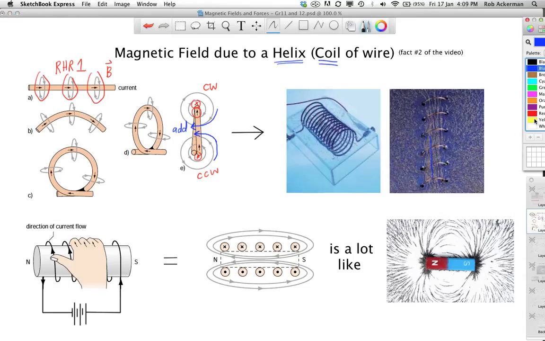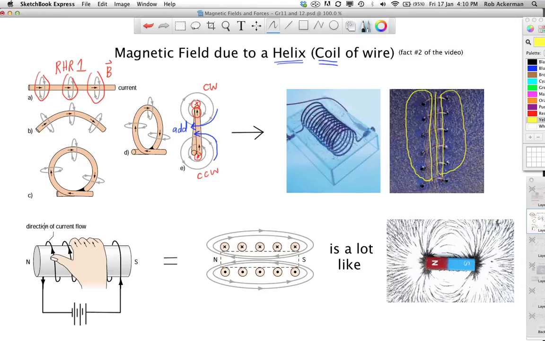I'll do this in yellow so it's a bit easier. Goes right up the middle like that. You get a nice uniform magnetic field. And then it loops around like this. You ever seen this before? Of course you have. It looks kind of like this down here. The magnetic field due to a bar magnet. Here's how to figure it out.